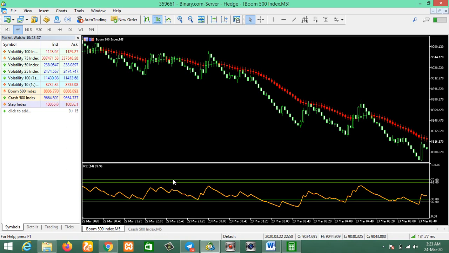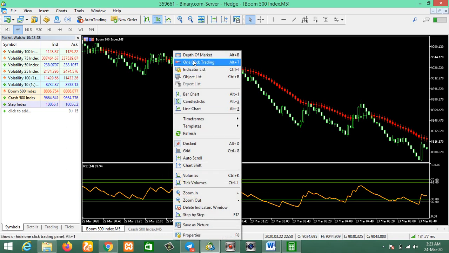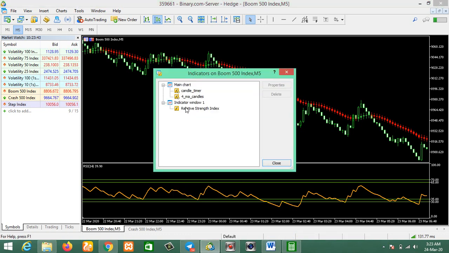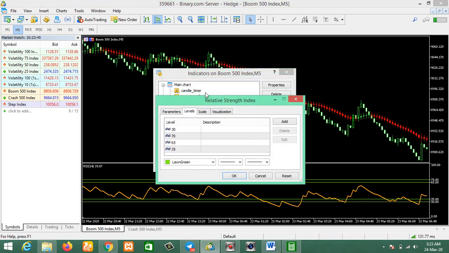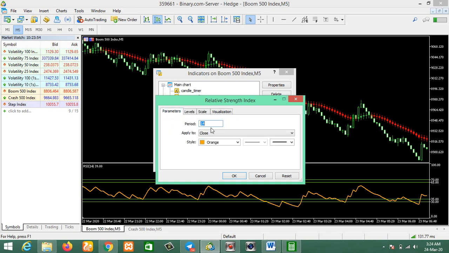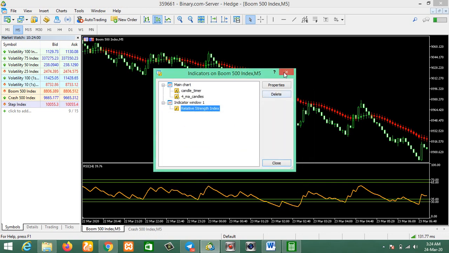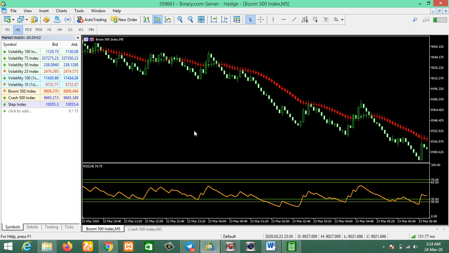Okay, so if you need to see the value of our RSI, you can see the level right here. This is how it is arranged. You can see the parameters. The period is 14 applied to close, then the scale is orange. Okay, so this is how I put this all up. So that's that about the RSI.